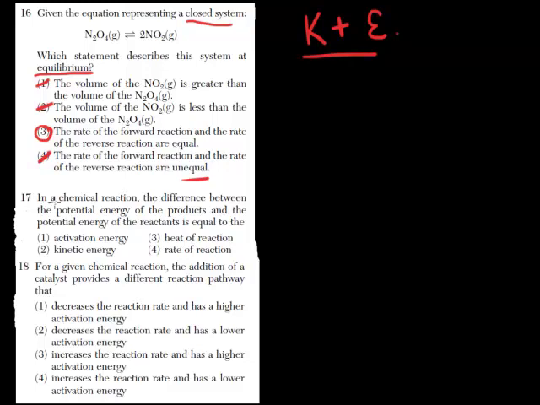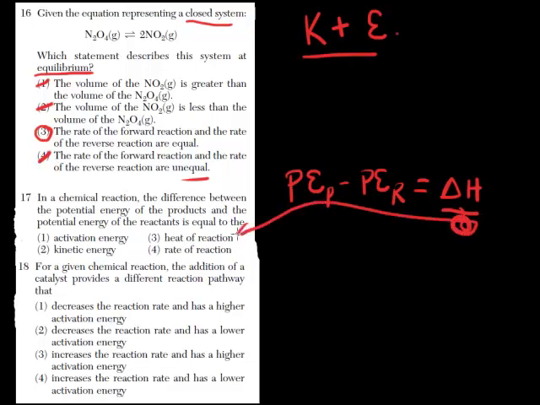For question 17, in a chemical reaction, the difference between the potential energy of the products and the potential energy of the reactants is equal to. In my classes, I use this equation, where PE stands for potential energy, P for product, minus potential energy of R, reactant, and that expression is used to calculate the delta H of a reaction. What does delta H stand for? That is the heat of the reaction. It's number 3.